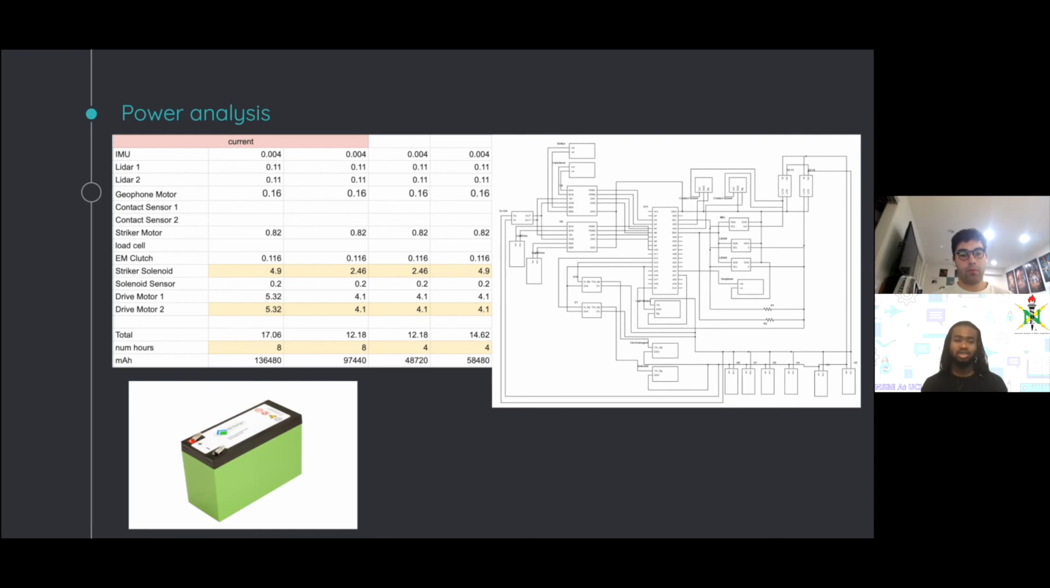We ended up choosing this battery below, 12.8 volts and 11 amp-hours. And we also created a circuit diagram where we connected all our electronic components to our microcontroller. We chose the ESP32 as our microcontroller because of its built-in Wi-Fi capabilities, so that the remote computer could communicate with the robot, and the robot could also communicate with the remote computer.